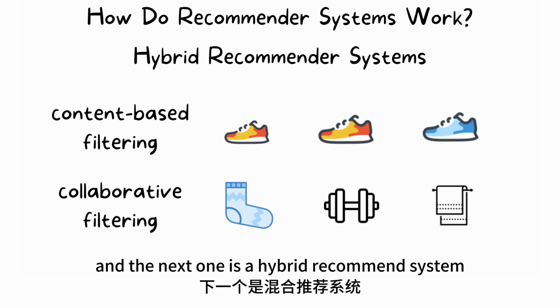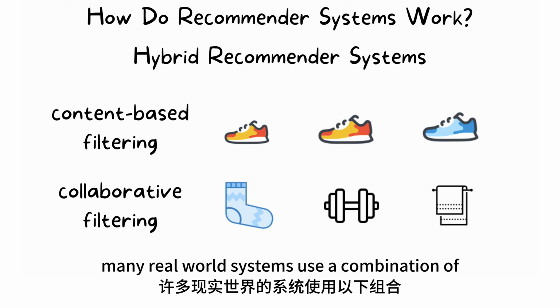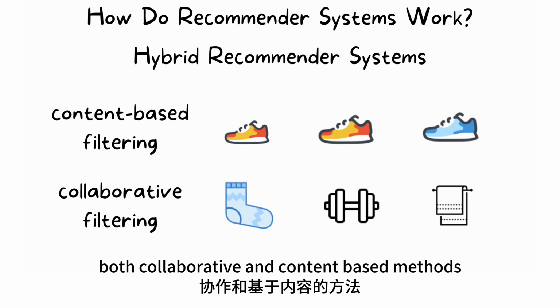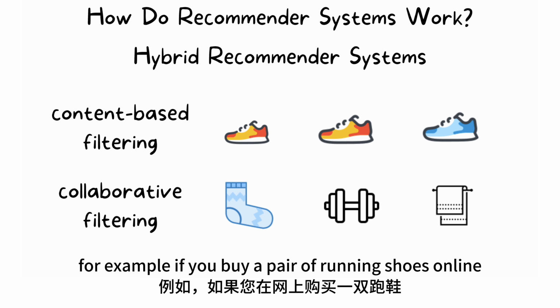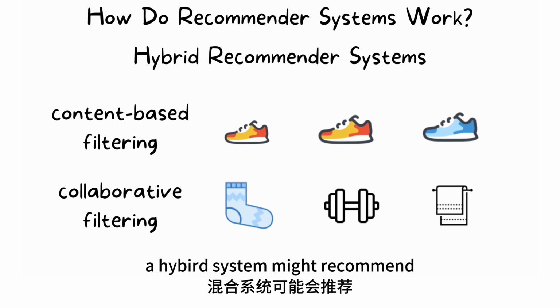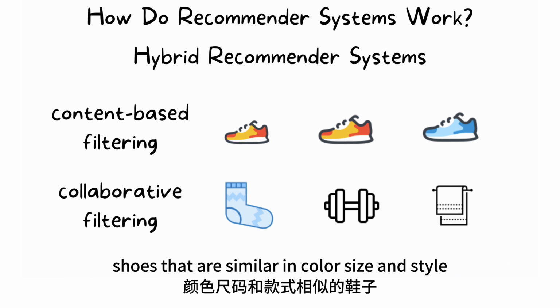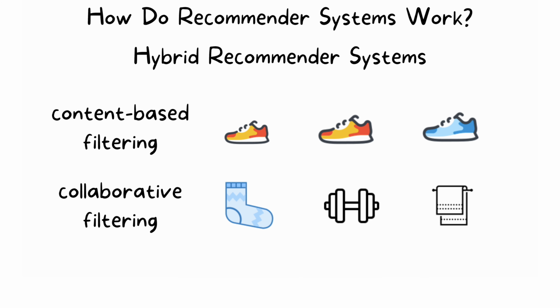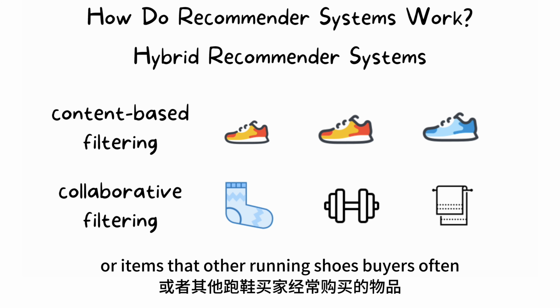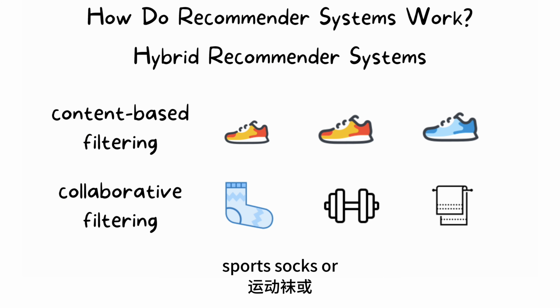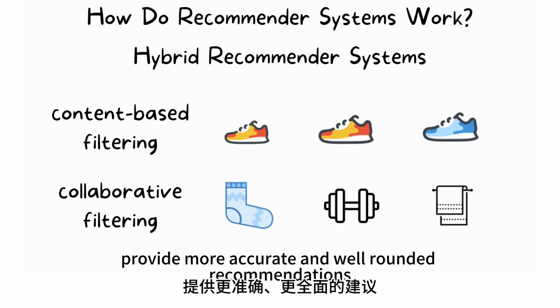And the next one is the hybrid recommender system. Many real-world systems use a combination of both collaborative and content-based methods. For example, if you buy a pair of running shoes online, a hybrid system might recommend shoes that are similar in color, size, and style, or items that other running shoe buyers often purchase, like sports socks or gym gear. By blending these approaches, hybrid systems can provide more accurate and well-rounded recommendations.